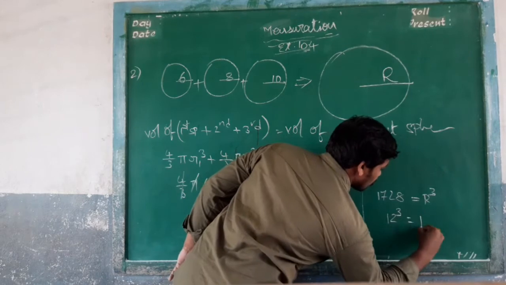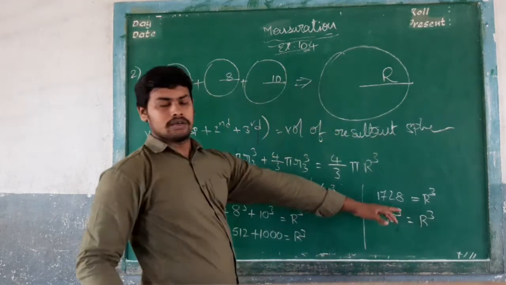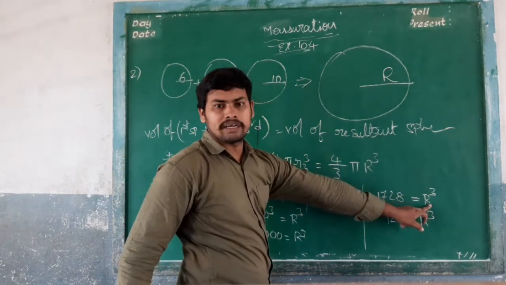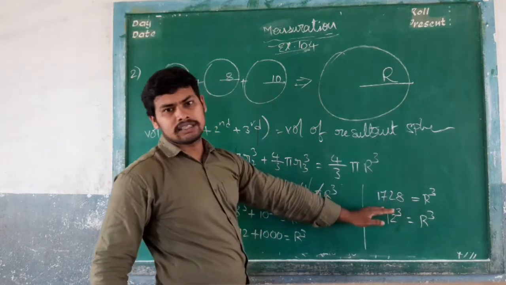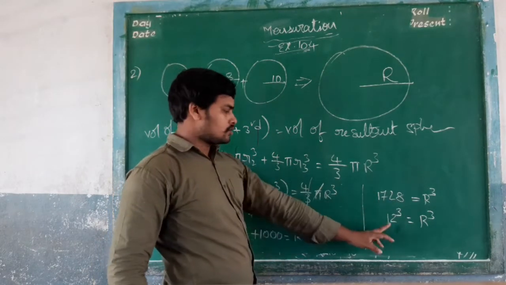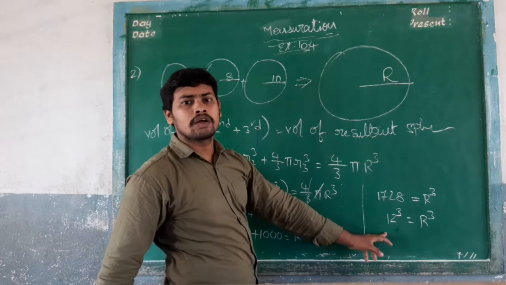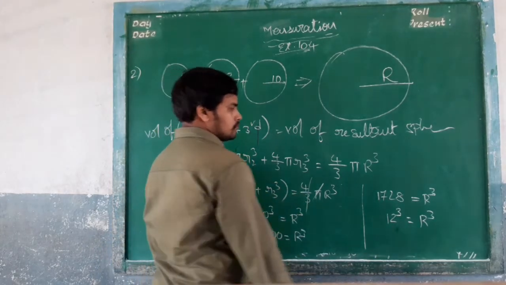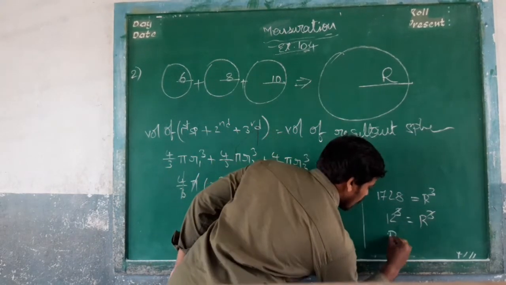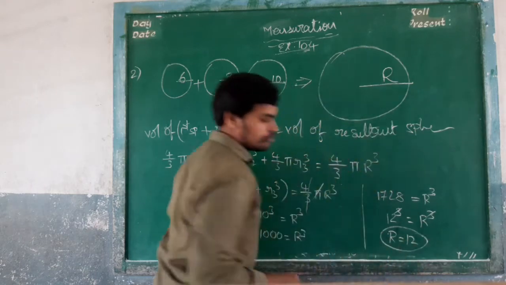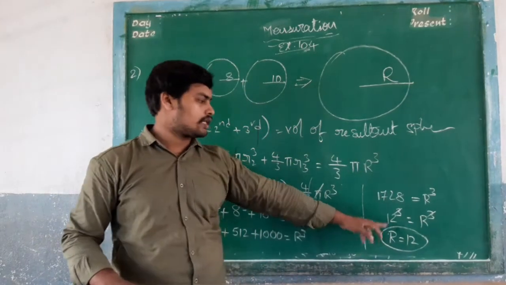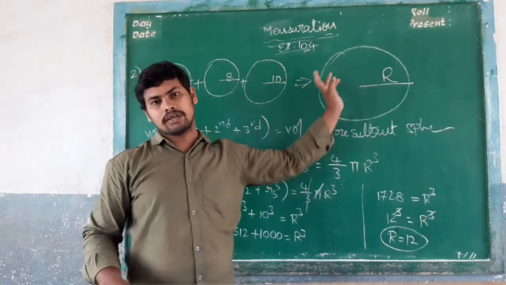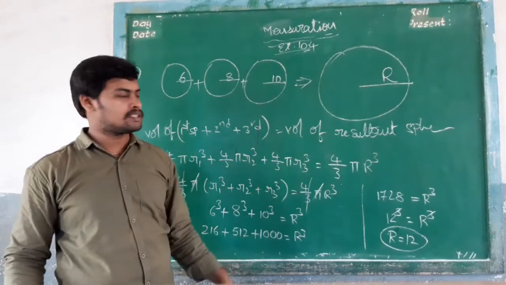So 12 cube. It is in the form of cubic terms, so you have to write the LHS also in the form of a cube. So 1728 can be written as 12 cube. The cubes cancel, so the R value is 12. The resultant radius of the sphere is 12.